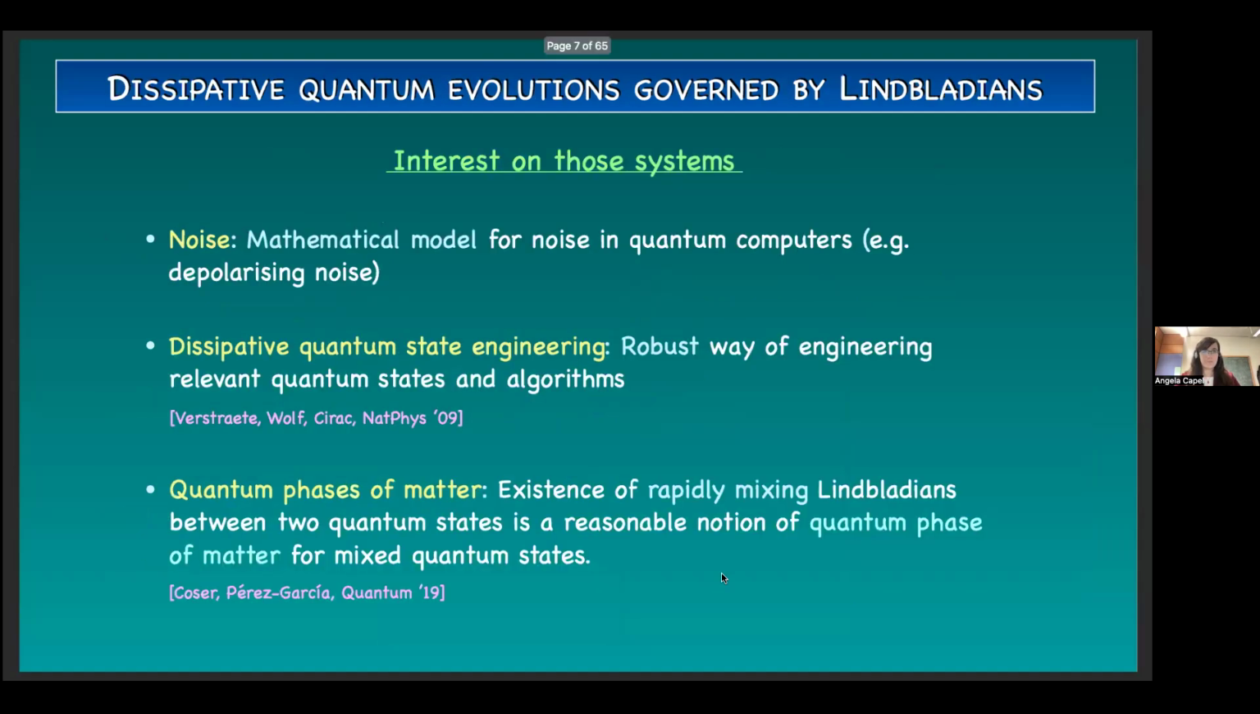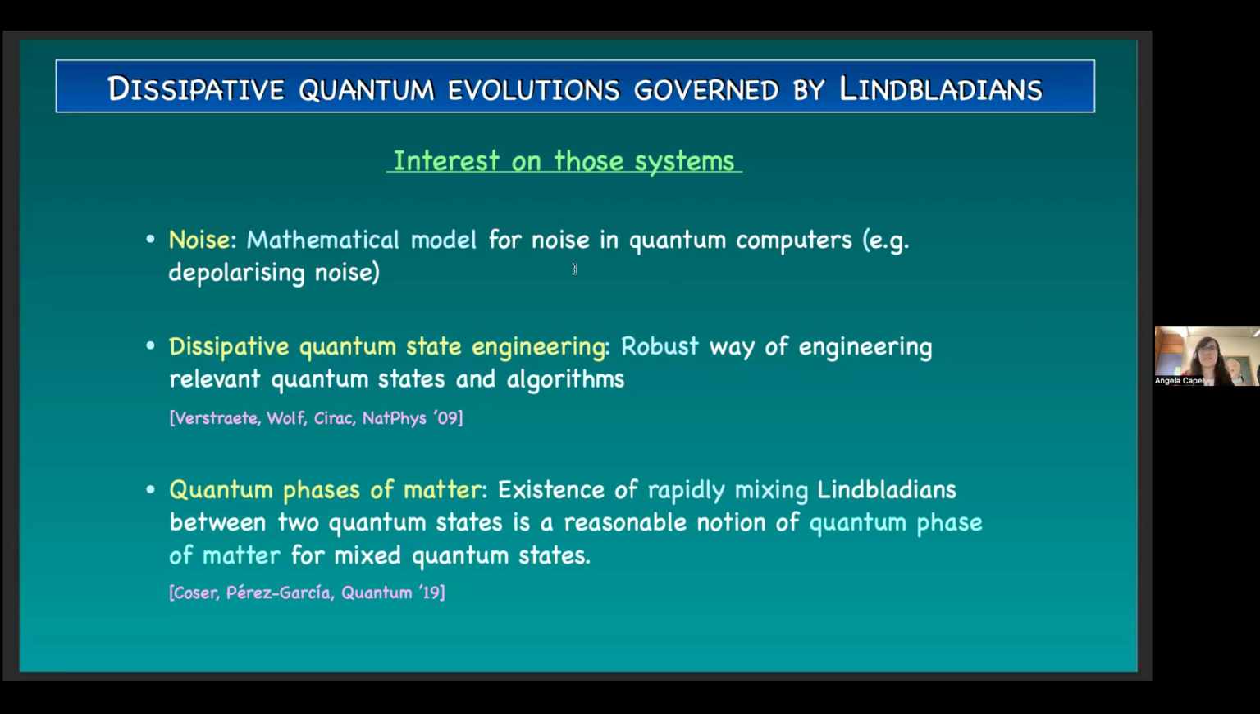So now, why are we interested in these kinds of systems? The motivation for starting this project arose from several different fields or possible applications, and I just want to highlight three of them here. One of them is that we're interested in mathematically modeling noise in quantum computers, because in the end, we want to use all these results for applications related to understanding better how the performance of quantum computers does.